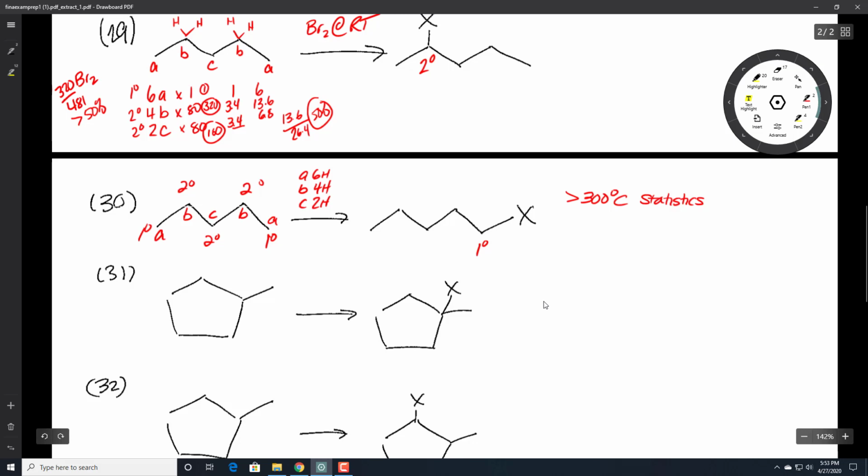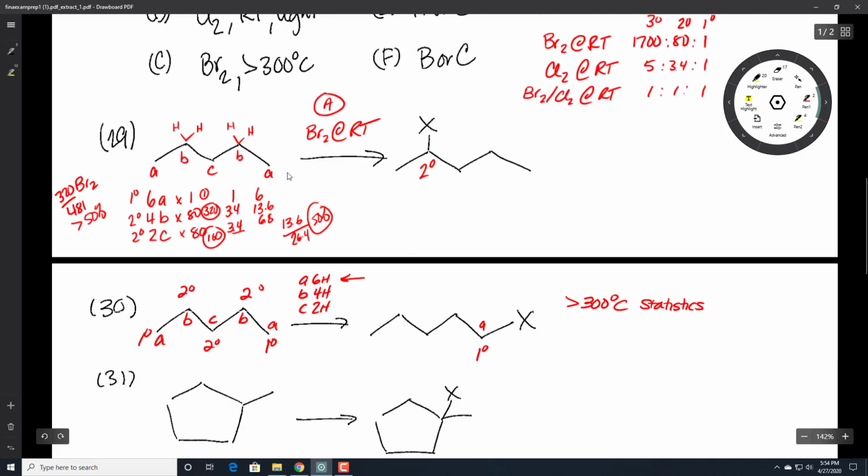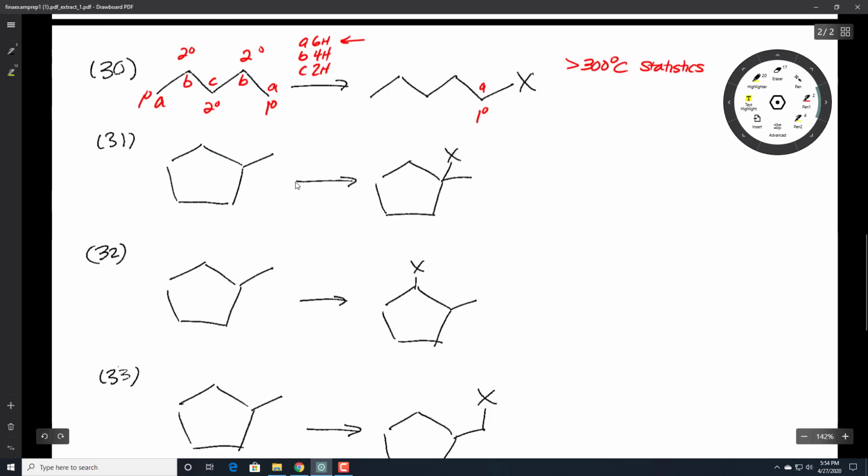So I want to favor the statistical group because I want to put that halogen at the A position. In order to do that, I can use chlorination or bromination at greater than 300 degrees Celsius, which would be C. So that would give me the highest percentage there.